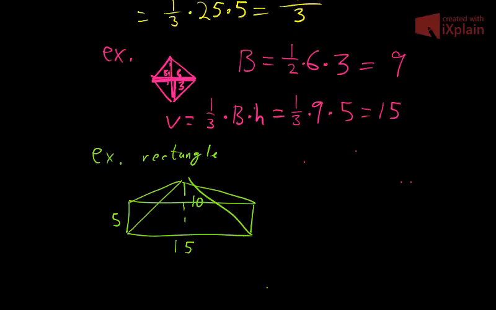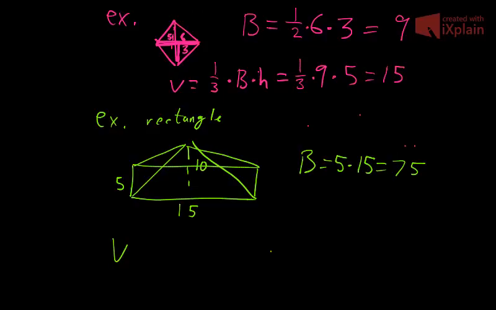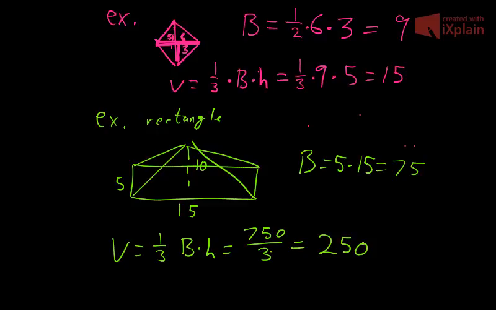And what I'm going to do is start by finding the area of my base, which is 5 by 15. And 5 times 15 is going to be 75. So that's the area of my base. Now that I have that, I can say that my volume equals 1/3 base times height. My base is 75 times 10 is 750 divided by 3, which is going to simplify to 250 for my volume. So my volume there is 250.